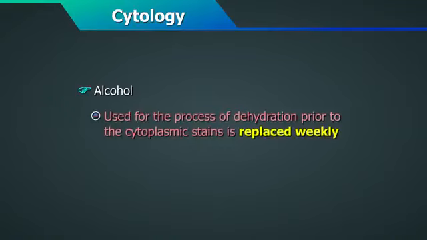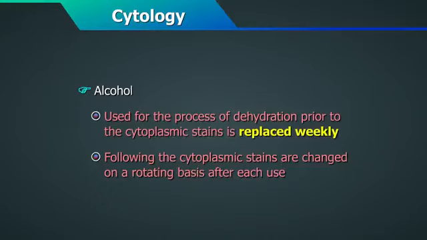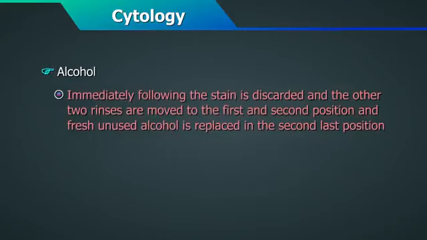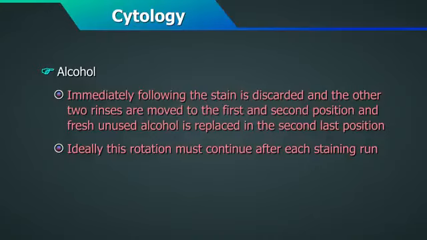Alcohol used for the process of dehydration prior to the cytoplasmic stains may be replaced weekly. The alcohol rinses following the cytoplasmic stains are usually changed on a rotating basis after each use. The alcohol rinse immediately following the stain is discarded, and the other two rinses are moved to the first and second position, and fresh unused alcohol is replaced in the second last position. Ideally, this rotation must continue after each staining run.